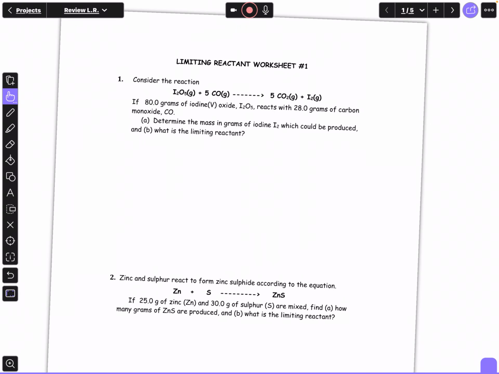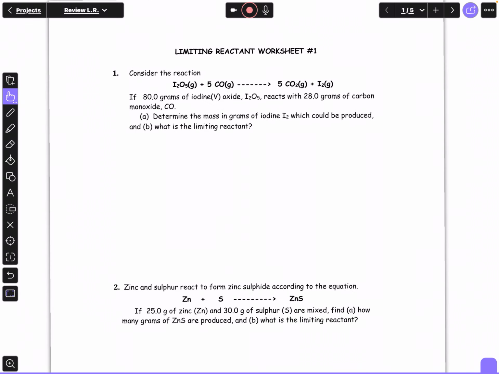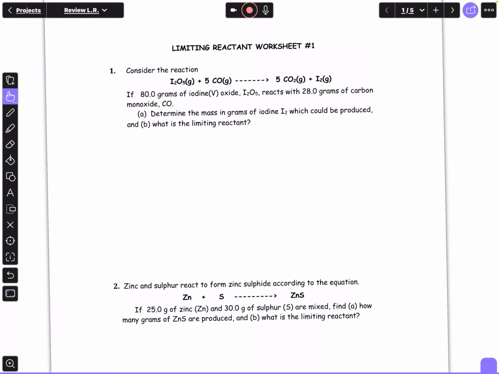Okay, so yesterday we talked about limiting reactants. You had some practice problems to work. You should have finished those up and checked your answers. And what this video is on is just a review over limiting reactants.